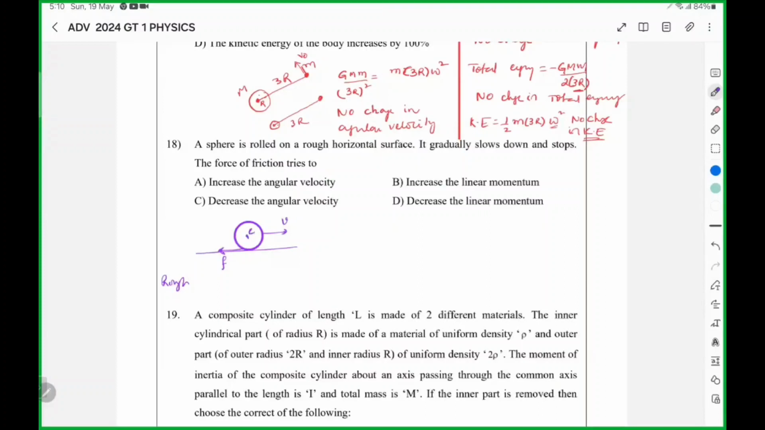So about the center of mass, there is a torque. Torque is R cross F. This friction will support rotation. So it starts rotating, which means the angular velocity increases continuously.